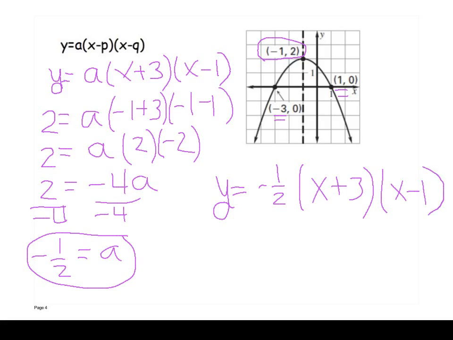So notice that our graph is opening down. Our a value here was -1/2. So this is a pretty good sign that you set it up correctly if you're ending up with a graph that is opening down and your a value is negative.